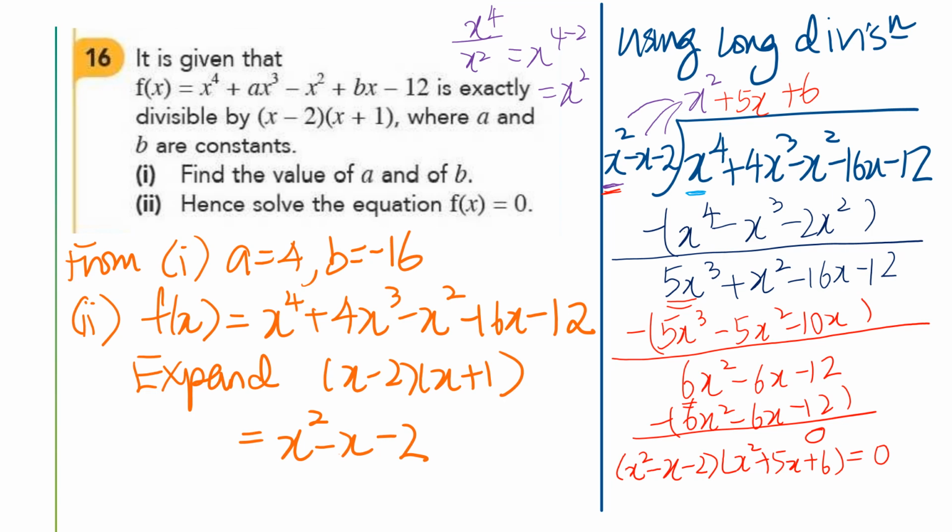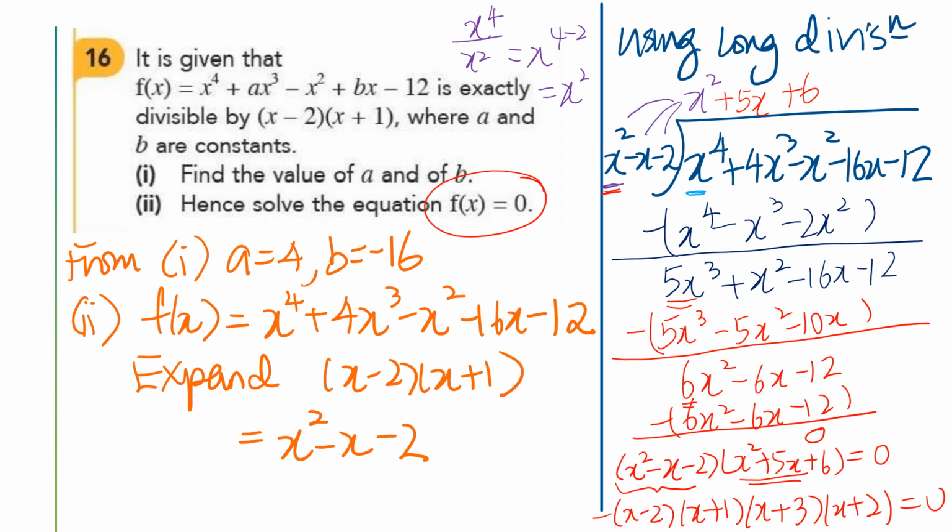We're solving it. Okay, solve f(x) equals 0. That means you need to find the values of x that satisfy the equation. So this one here is the expanded form of these two linear factors, x minus 2 and x plus 1. This, you can use your calculator to help you factorize it. It gives x plus 3 and x plus 2.